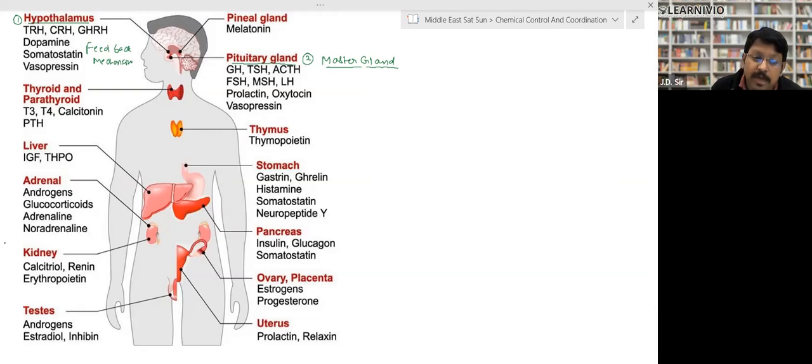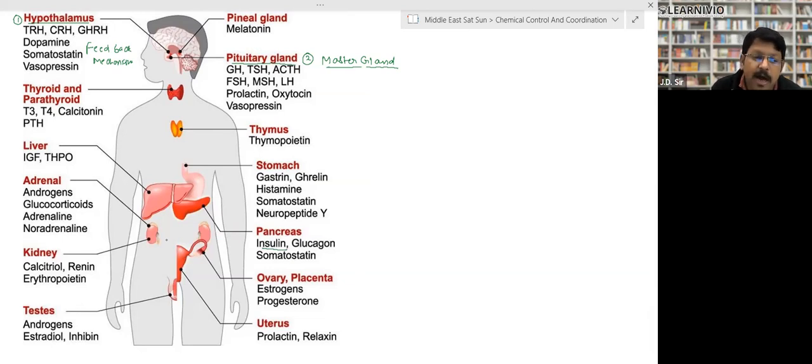So the hypothalamus gland gets the feedback from the blood that sugar is increasing. On the basis of that feedback, the hypothalamus gives a suggestion to the pituitary gland. The pituitary gland will order the pancreas and it will release insulin, right? So now the insulin will be released and it will convert the glucose into glycogen.